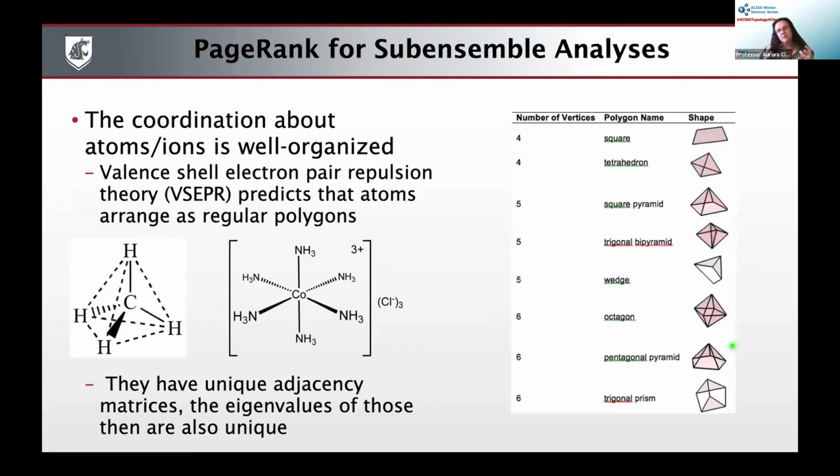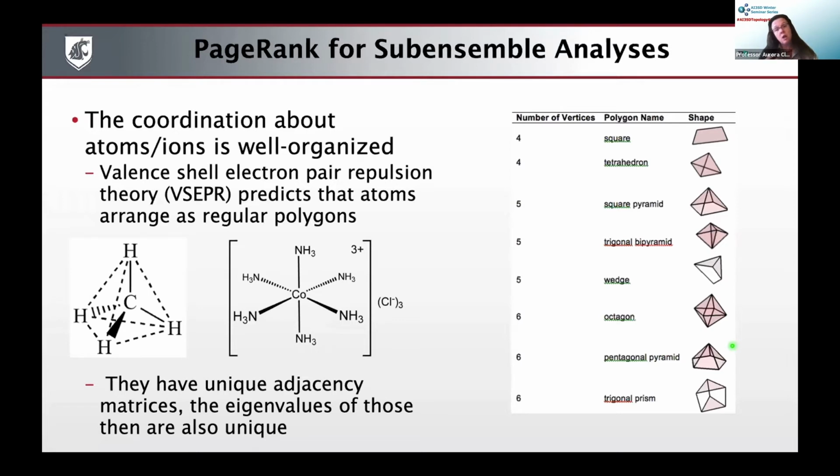And so for us in the context of chemistry, the PageRank implementation was very useful because of this linkage between a unique adjacency matrix, the internal normalization that occurs within the eigenvalue calculation, and what we know about chemical properties and geometric arrangements around atoms. All of us as chemists know that the coordination around atoms and ions is very well organized, and we have these beautiful theories like valence shell electron pair repulsion theory that tells us that molecules and atoms arrange around each other as regular polygons.